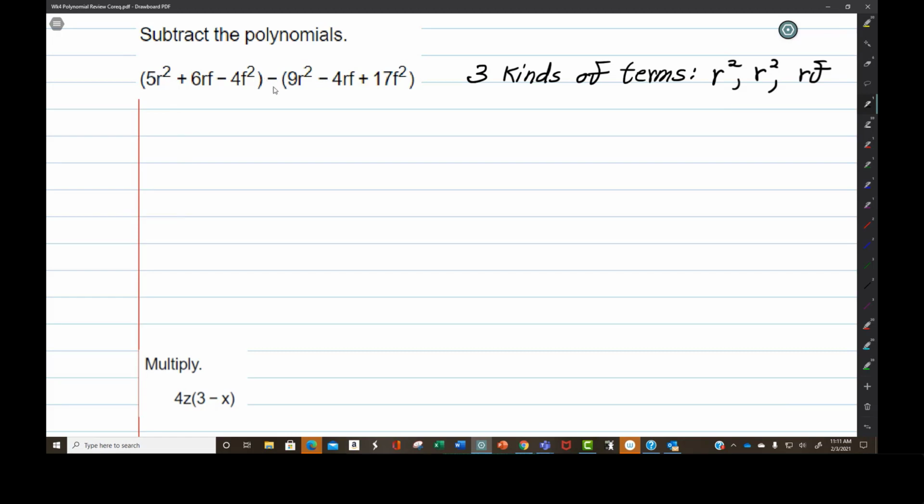First thing, I'm going to subtract 5r squared plus 6rf minus 4f squared. Now, minus 9r squared. Minus times minus is plus 4rf. And minus times plus is minus 17f squared.